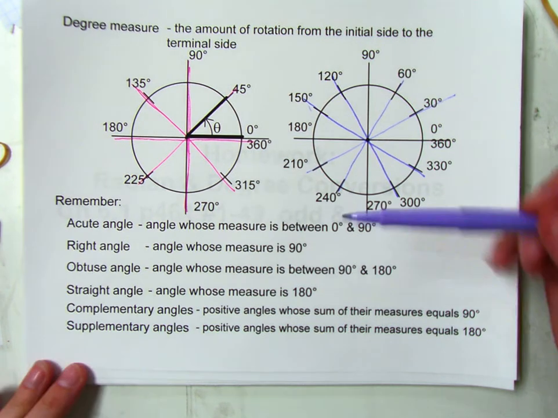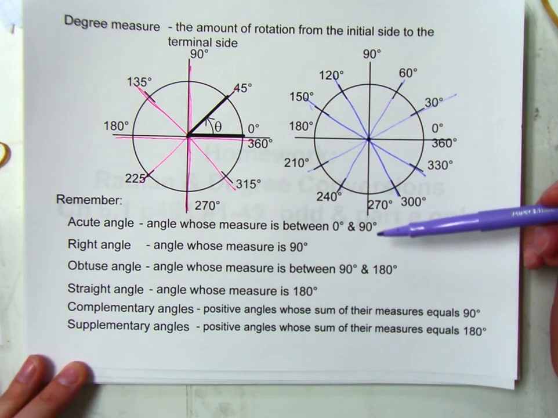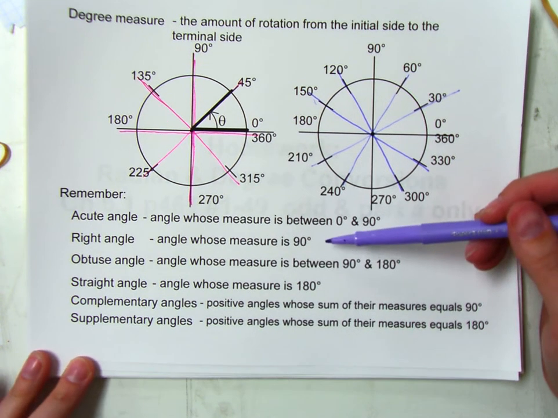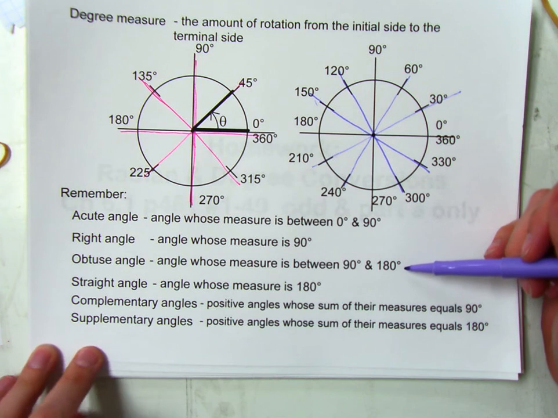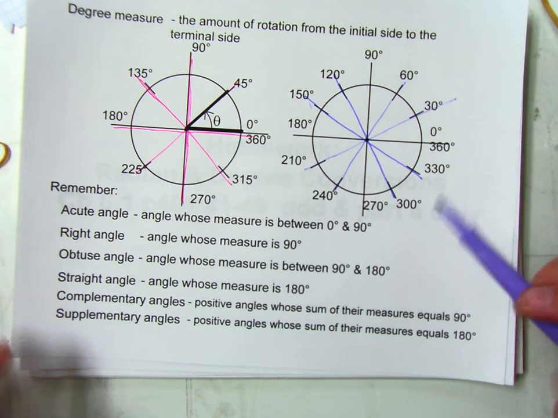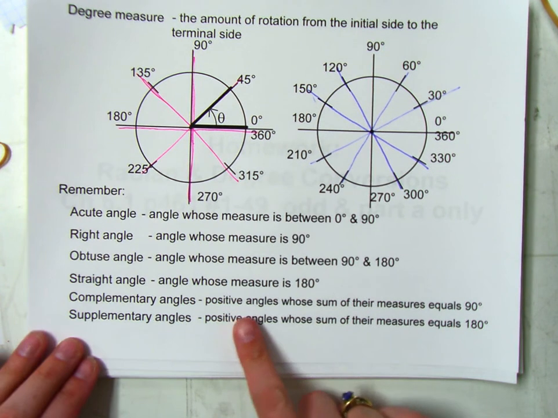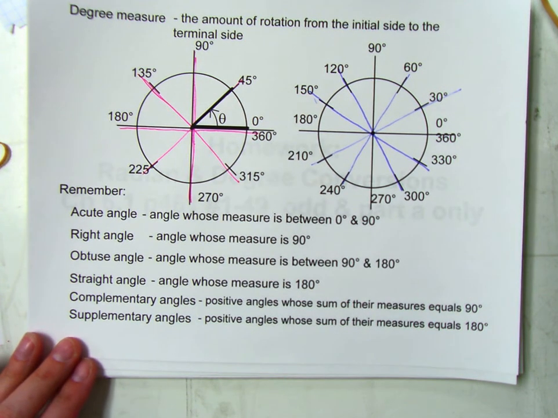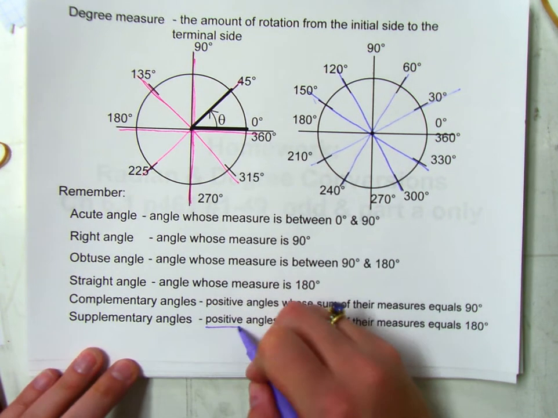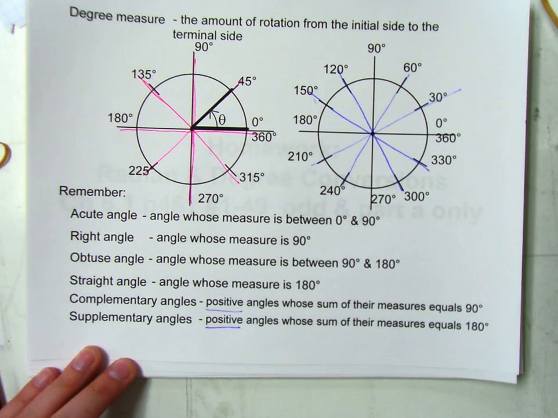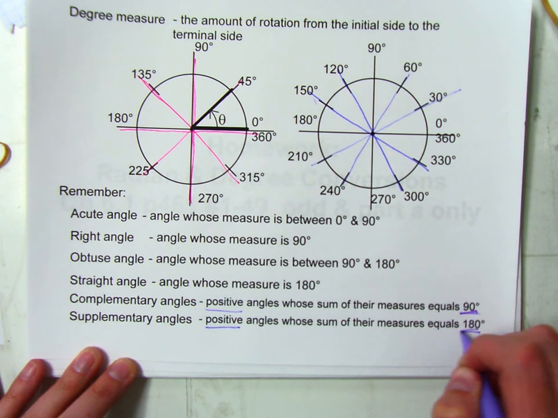One last thing to remember is our names from geometry. An acute angle is an angle whose measure is between 0 and 90. A right angle is an angle whose measure is 90. An obtuse angle is an angle whose measure is between 90 and 180. A straight angle is an angle whose measure is 180. Complementary angles are positive angles whose sum of their measures equals 90. Supplementary are positive angles, so both of these say positive, whose sum of their measures equals 180. So we got 90 and we got 180.